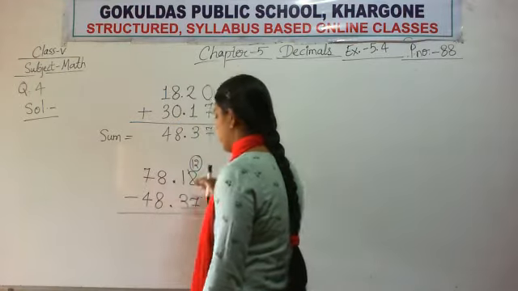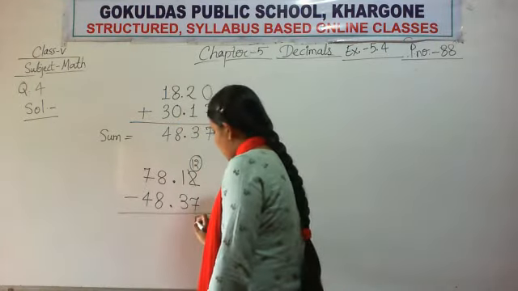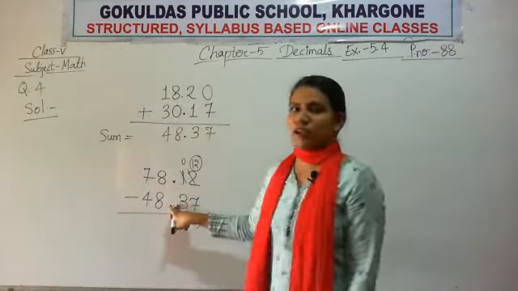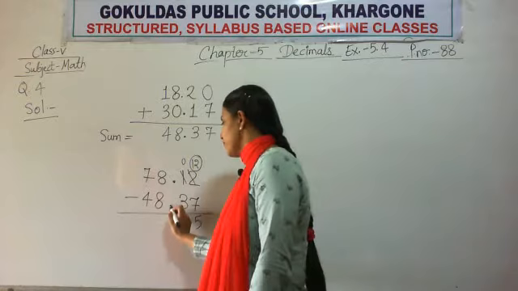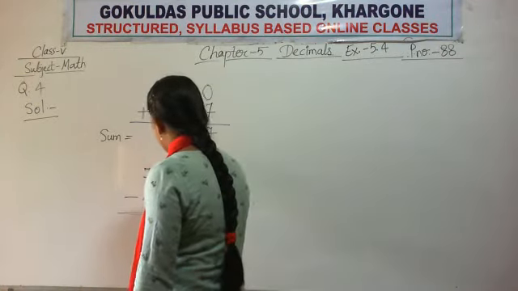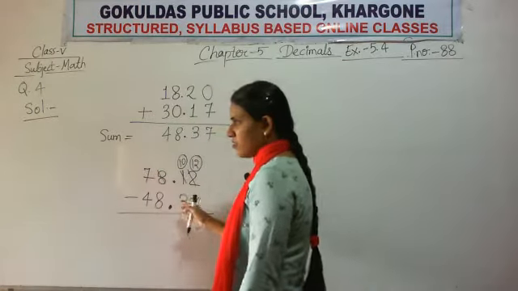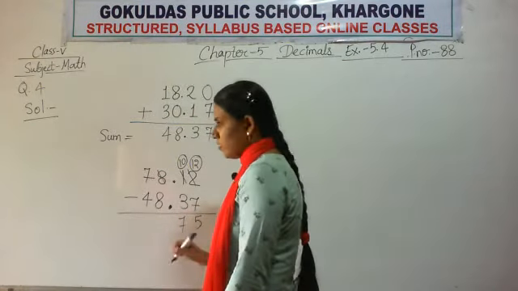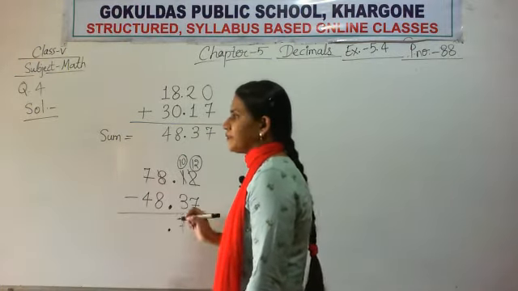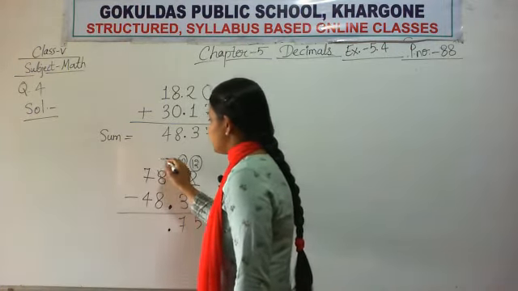It becomes 12. 12 minus 7 is 5. Here only 0 is left. 0 minus 3, not possible, so we need to take a borrow. It becomes 10. 10 minus 3 is 7. Now put the decimal symbol. Okay, now here 7 is left.